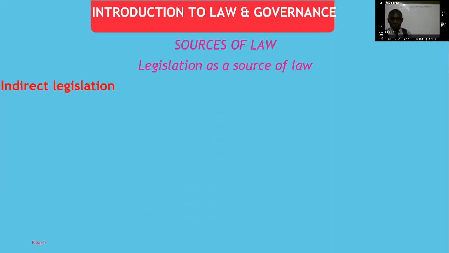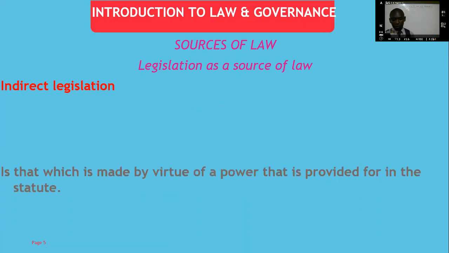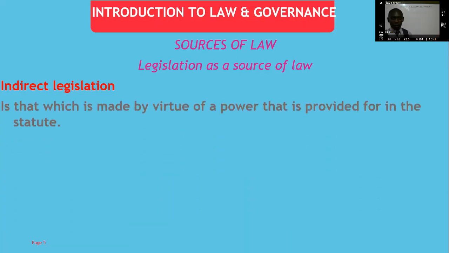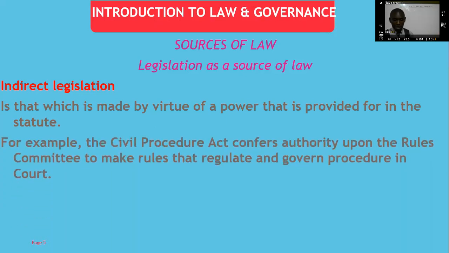So we're going to look at indirect legislation as well, aside from direct legislation. Indirect legislation refers to laws that are made out of a power given in statute, and sometimes these powers are in the Constitution. So they give you a power to make laws, yet you are not Parliament. Some of these are in the Constitution itself, and some are in various acts of Parliament. We're going to see some examples.